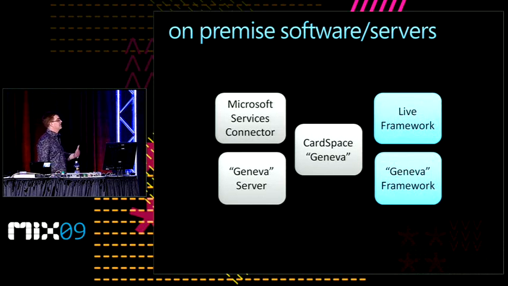In the middle, we've got this piece of software called CardSpace, and there's a new version of CardSpace coming out. It's basically an identity selector, right? It's an identity selector that allows me to do something called home realm discovery.